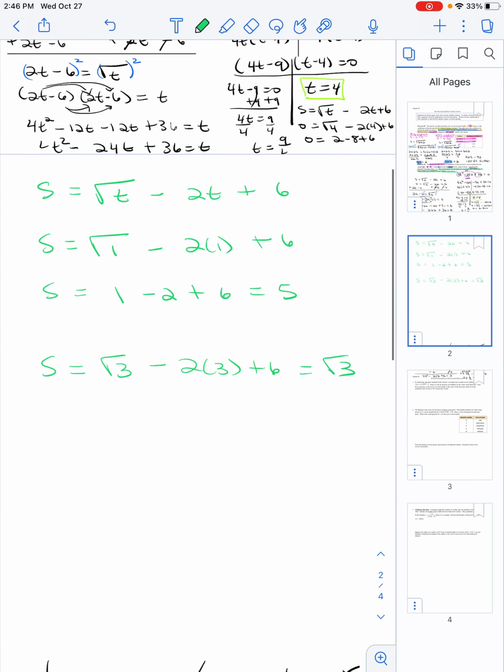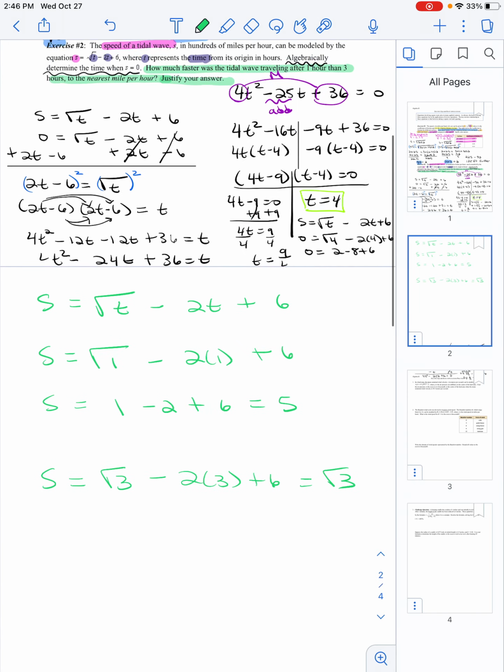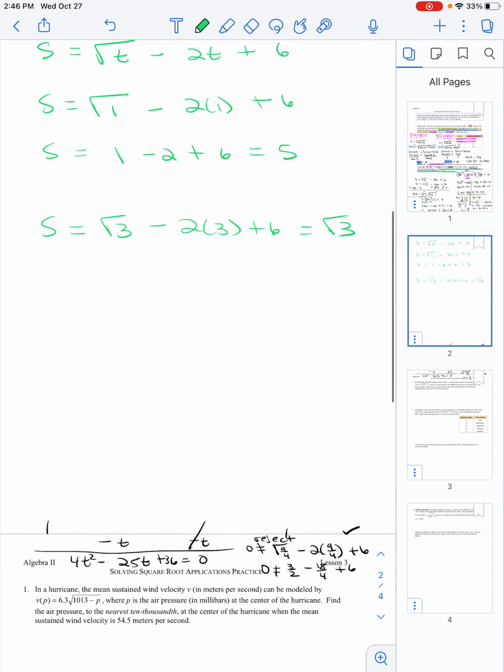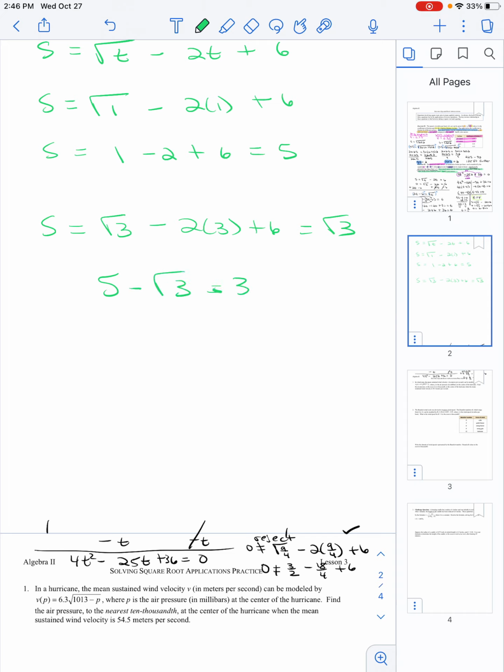So now I want to know how much faster was the tidal wave traveling after 1 hour than 3 hours. So now I need to subtract. That's 5 minus the square root of 3, which should give me 3.268, on and on and on. But the tricky part of this question is that the answer is in hundreds of miles per hour.